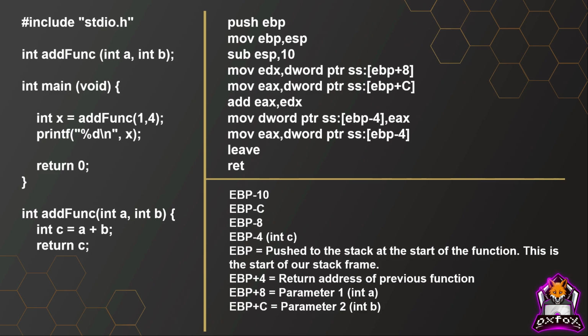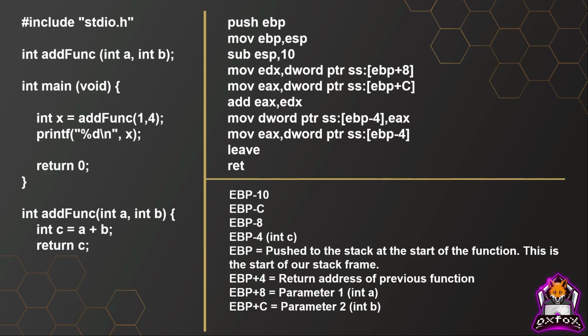And the local variable C is defined within the function. Therefore, it's in a lower memory address than the top of the stack. And therefore, because it's inside the stack frame and is of size 4 bytes, we can just use some of the space we allocated for the variables earlier by subtracting 10 from ESP. And in this case, use EBP minus 4. We then have mov EAX, EBP minus 4.